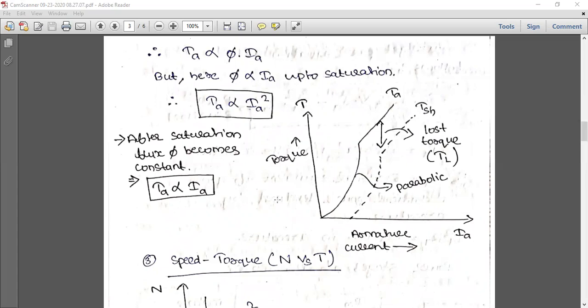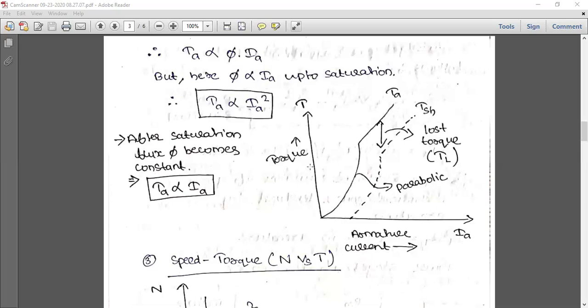So in a torque armature current curve, up to saturation, it will be parabolic. After that, flux becomes constant. After that, flux becomes constant means TA is just proportional to IA only, not IA square. So it will be a straight line. See, so torque armature current: up to the saturation point, TA is proportional to IA square, so it's parabolic, and after that, TA is proportional to IA.